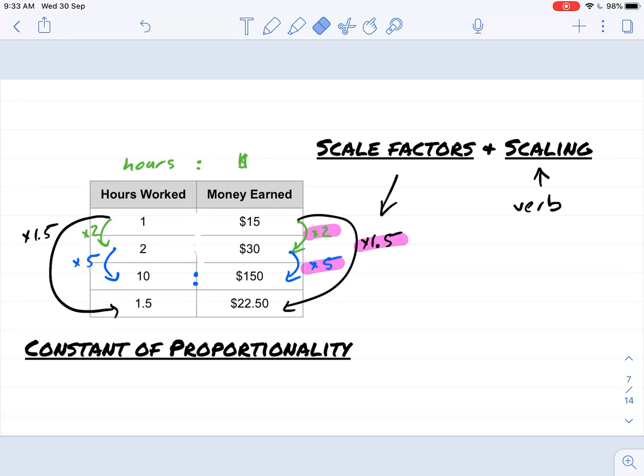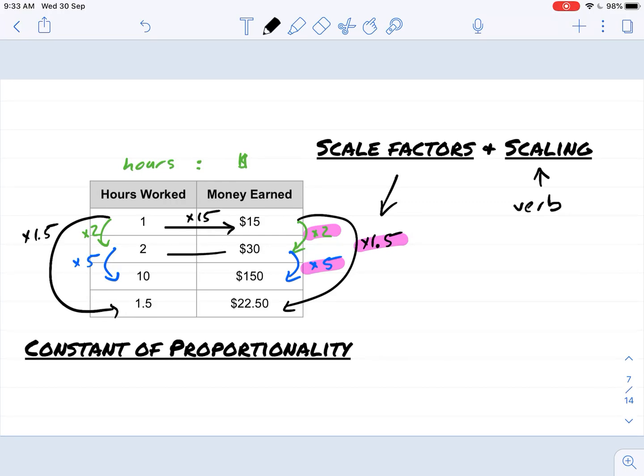Well, the constant of proportionality is, instead of looking kind of vertically, like scaling a whole ratio, when you look at one variable and compare it: how do I go from the variable on the left to the variable on the right? Well, how do I go from 1 to 15? To do that, you multiply by 15.